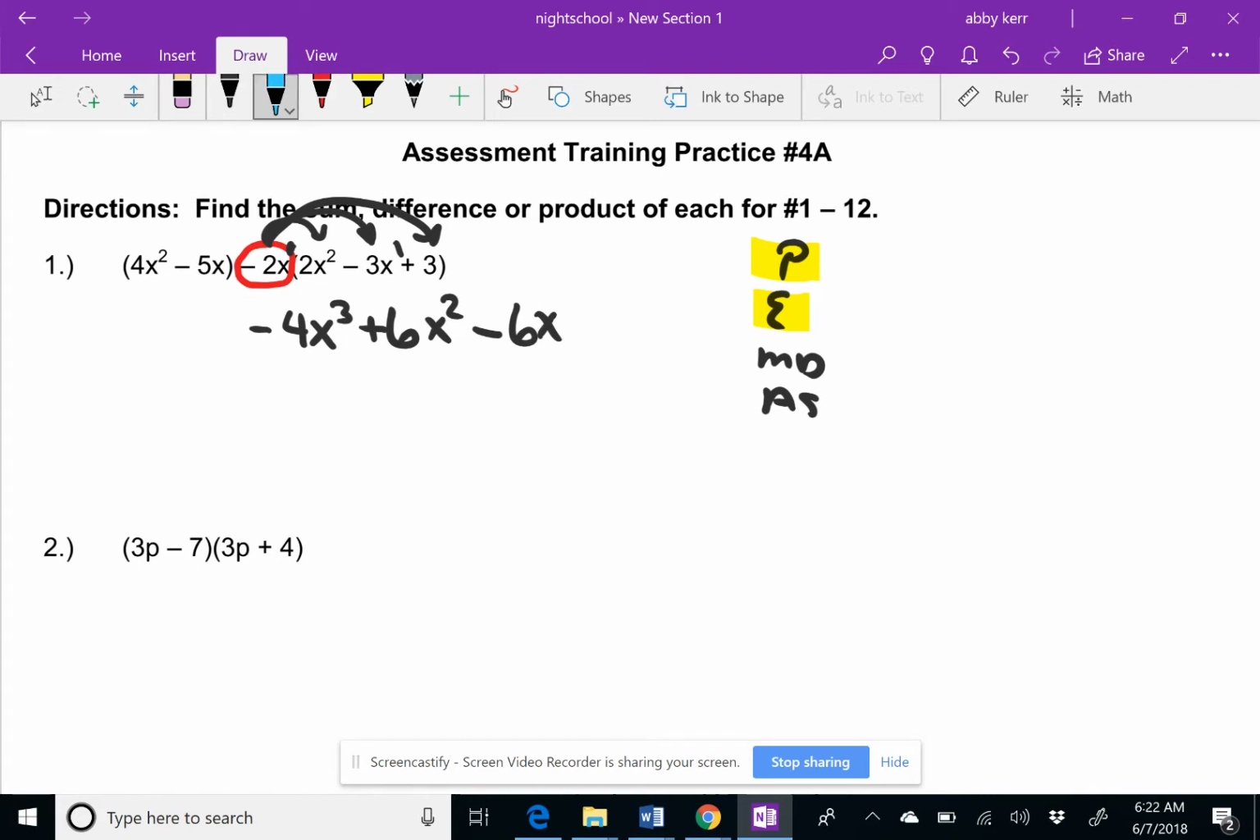Now notice I did not touch the first parenthesis. The reason why, there's just a positive 1 out in front, and that doesn't change anything. So what I recommend you doing is just dropping down exactly what you see.